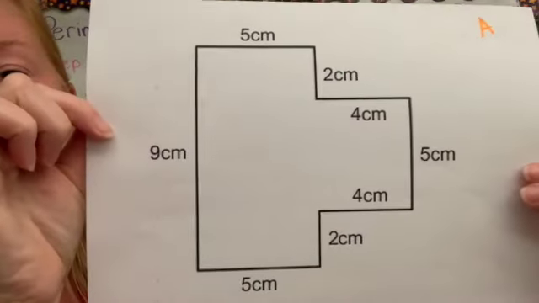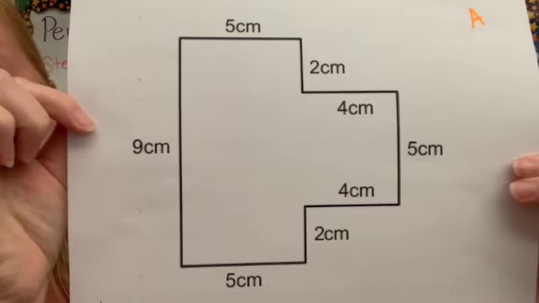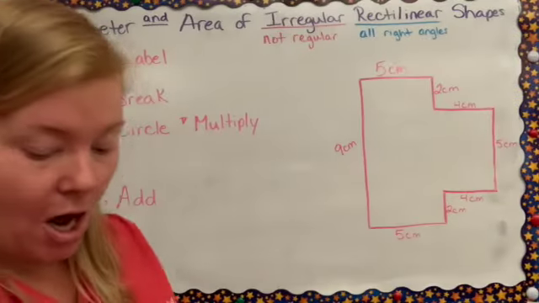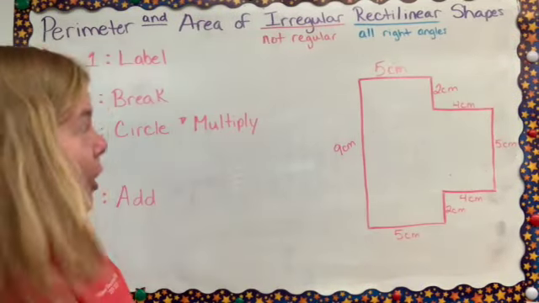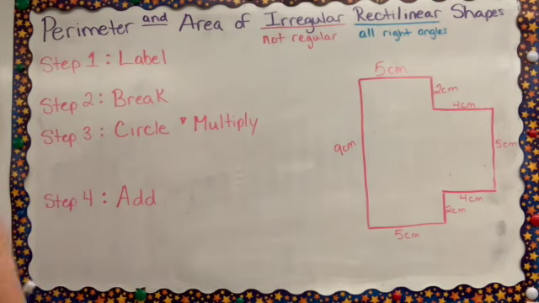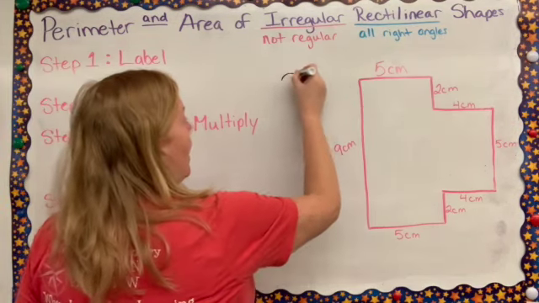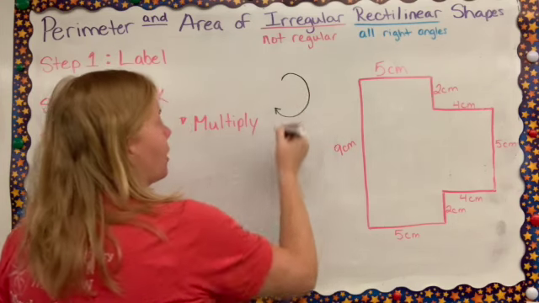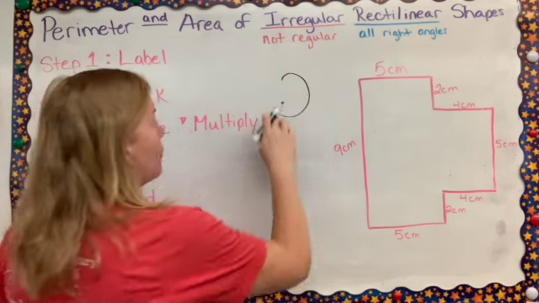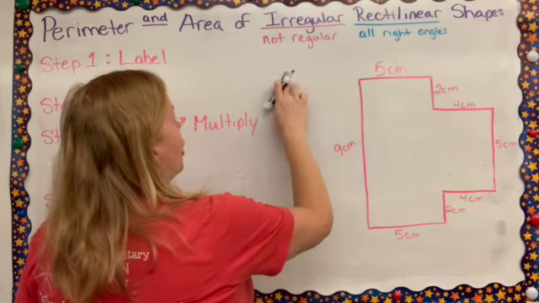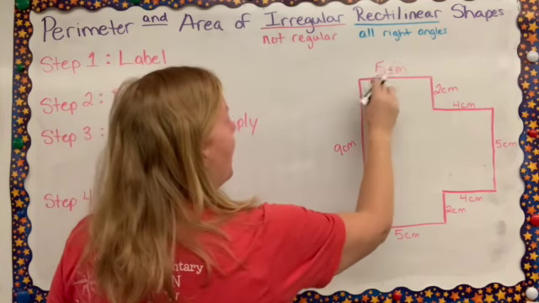Pause it. This is the same shape, just a little closer to the camera. All right, so first step, hopefully you paused your camera and got all of that written down. Check for labels. You're going to tell me yes or no. Is everything labeled? Remember, we start at the top and we work our way around the shape clockwise. So we start at the top.